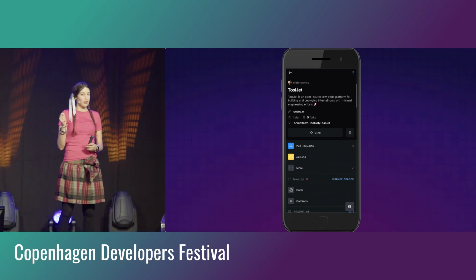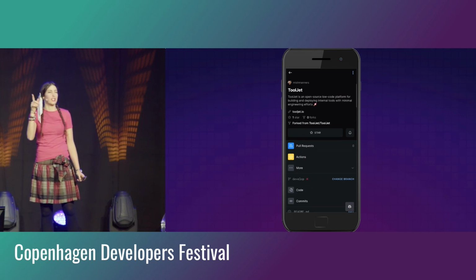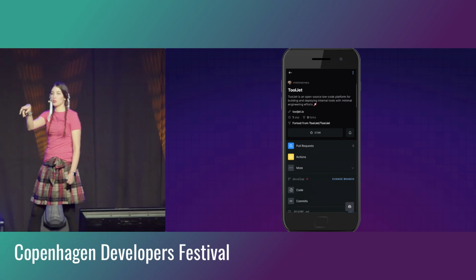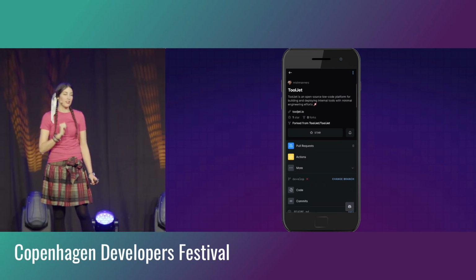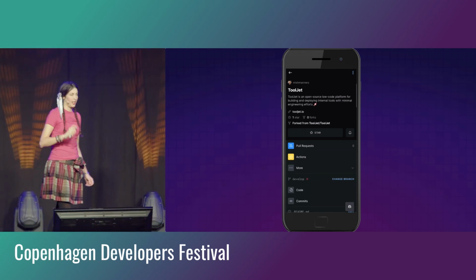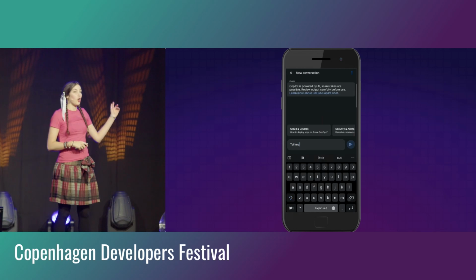Who's got a phone? Everyone got a phone? Who's got GitHub Mobile on their phone? Cool. Those people, everyone else who had their hands down, go to the App Store, iOS or Android, download GitHub, and you can use it on your phone. And if you've got the latest versions, those who already have it, make sure you've got the latest version. You can go and use GitHub Copilot chat on your phone.